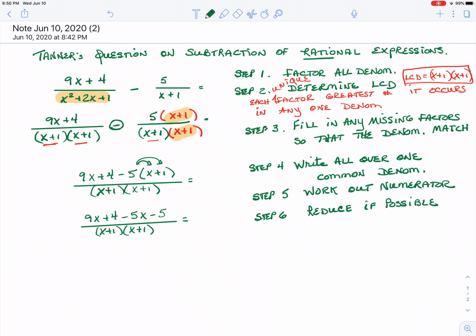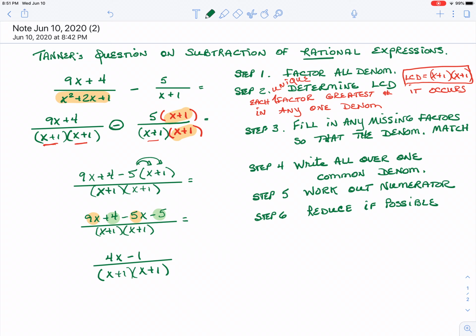So I'm still working out the numerator. I'm seeing some like terms here that need to be combined, so that 9x minus 5x is going to give me a 4x. And then this 4, which is like the -5, is going to give me a -1. And then I'm just continuing to copy down this common denominator. All right, so I just finished step 5.